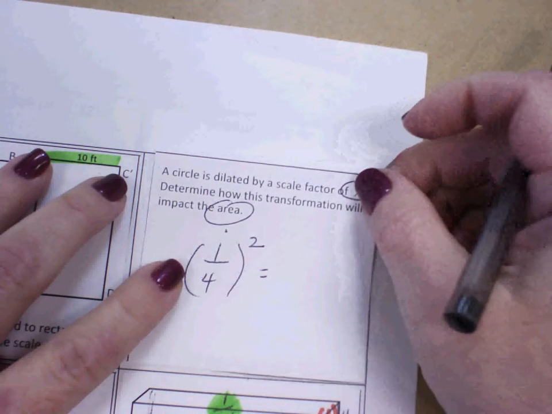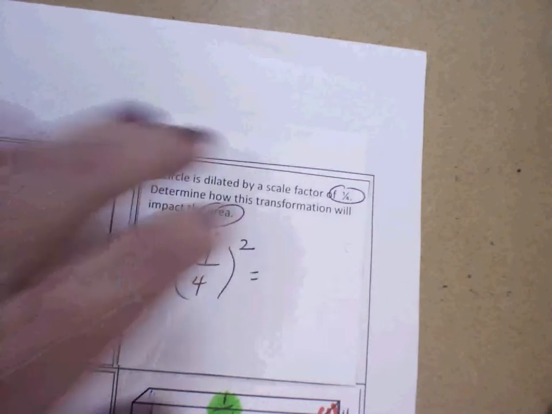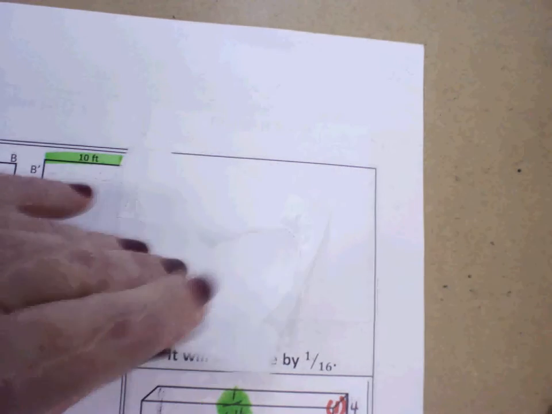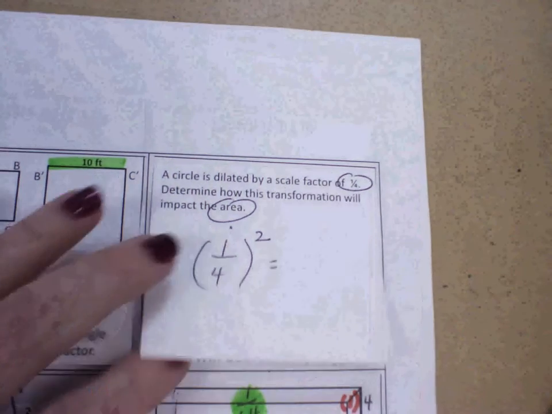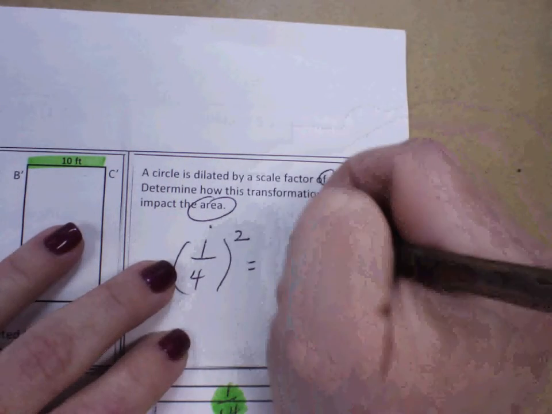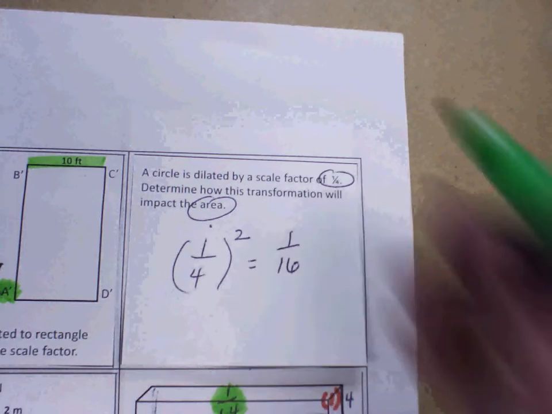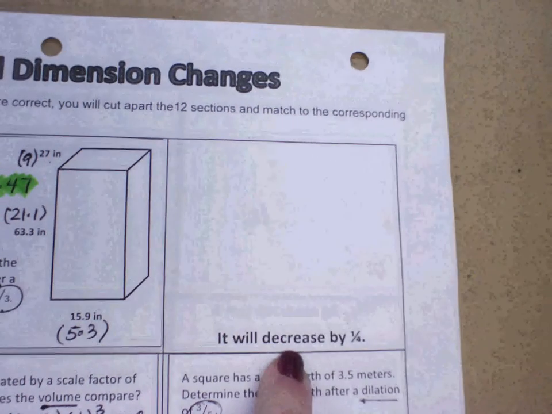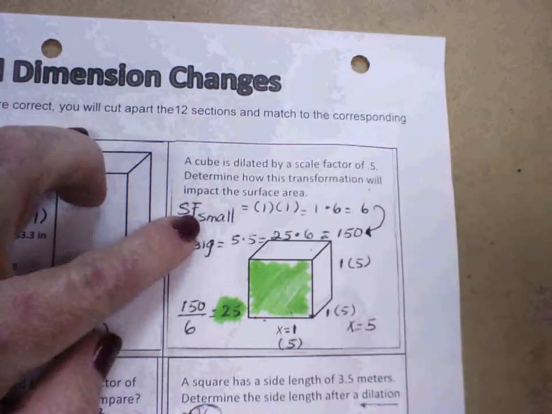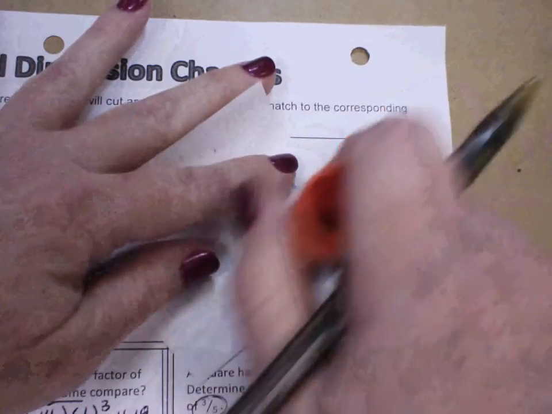So 1/4 squared, and that will be 1/16. Yes? All right, so it will be what? It would increase by 1/16. Oh, well, it will decrease, yes, because it's 1/4. And then I told you that it works, right? The other one goes in that blank spot. But it's actually not decrease, it should be increase. All right, so this one goes here. That will be 1/16.